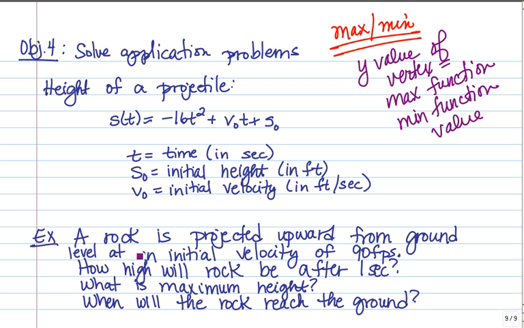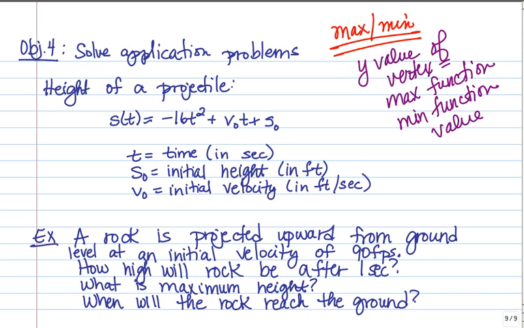So if a rock is projected upward from ground level at an initial velocity of 90 feet per second, how high will the rock be after 1 second? What is the maximum height? And when will the rock reach the ground? So a few things that we've got to answer.